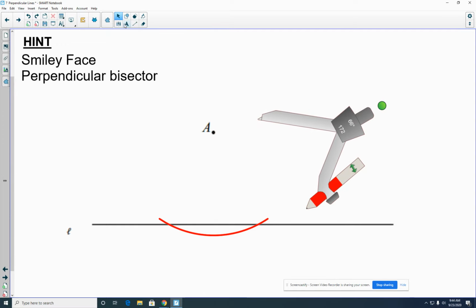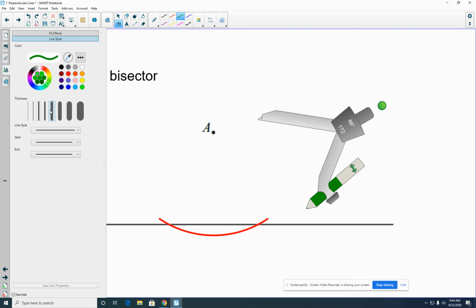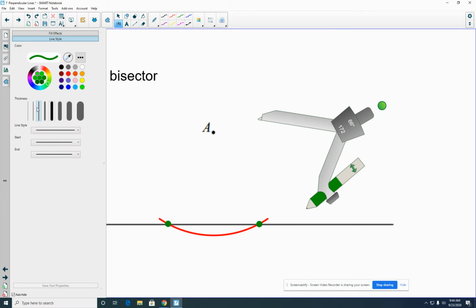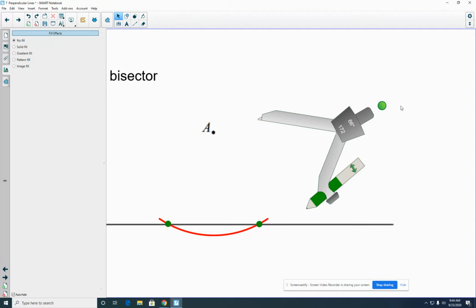So I'm going to change it to green. Put 2 points at the intersection, here and here. Okay, so now that I have my 2 points of intersection, the next step is to do the perpendicular bisector. So I'm going to adjust my compass.